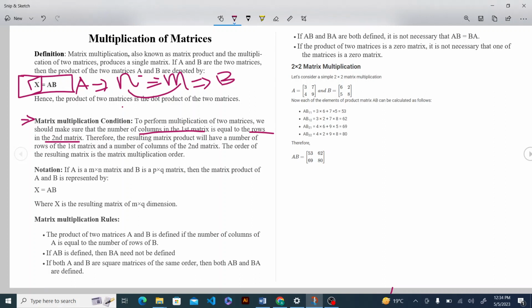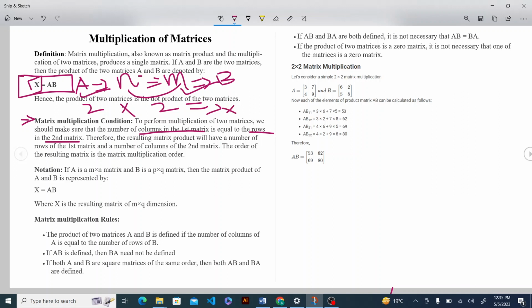As we saw in the previous lecture about addition and subtraction, the order of the matrix, M into N, of both the matrices should be equal. But here, what is the condition? The number of columns of the first matrix A should be equal to the number of rows of the second matrix B. Means if A has two columns and B has two rows, only then they can multiply. Otherwise, they cannot be multiplied.